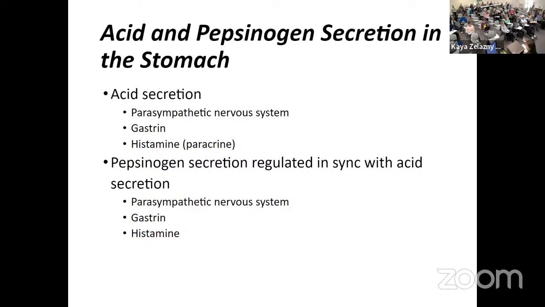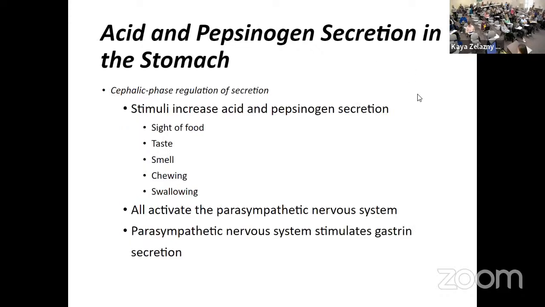Okay. So we're going to have the same triggers for that secretion. We're going to have parasympathetic nervous system, our hormone gastrin, as well as histamine. So thinking a bit deeper about this, this is actually going to begin with some cephalic phase regulation as well. Okay. So cephalic phase stimuli that are going to increase the secretion of acid and pepsinogen. So the two are generally going to go together.